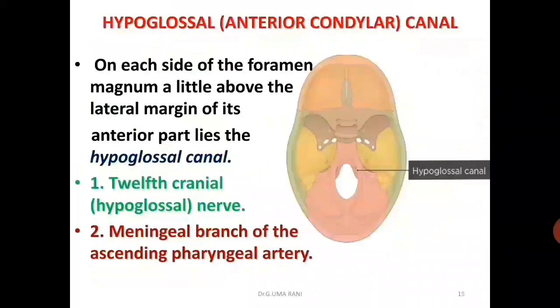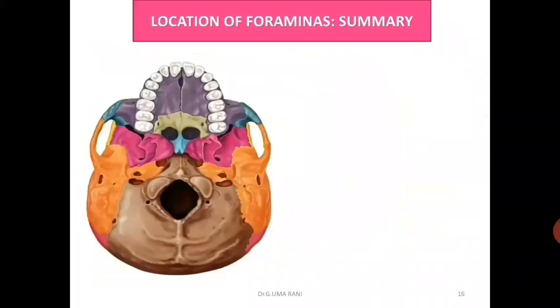Next is the hypoglossal canal. It is located in the occipital bone on each side of the foramen magnum. Above the lateral margins of the anterior part lies the canal. It transmits the 12th cranial nerve, the hypoglossal nerve, and a meningeal branch of the region.